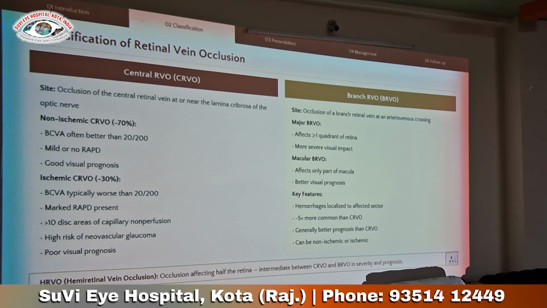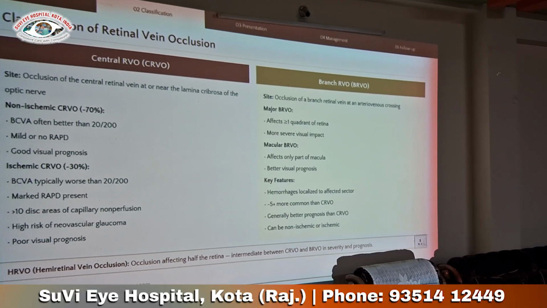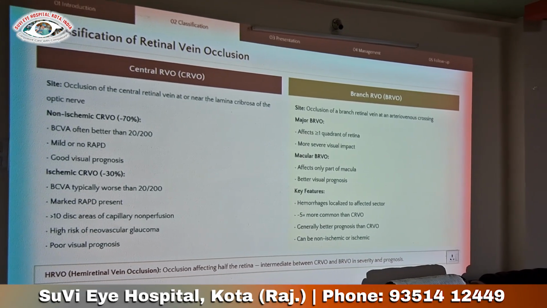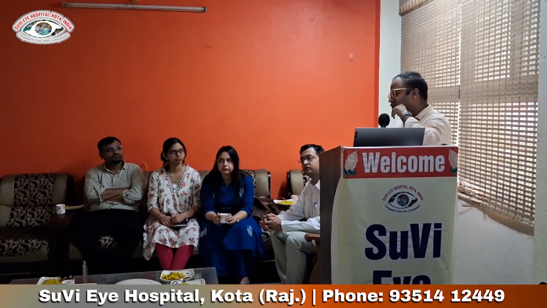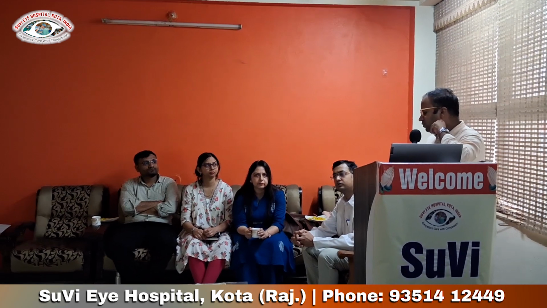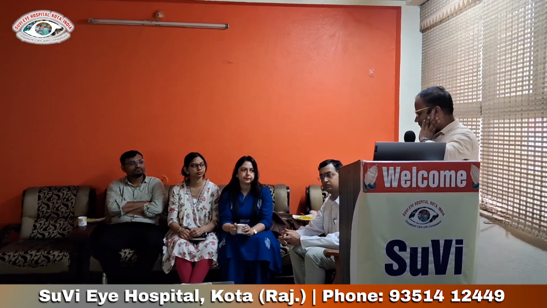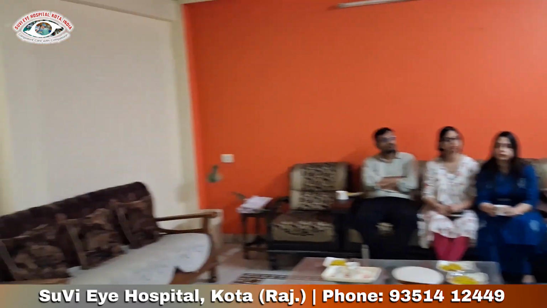On ERG, the non-ischemic type would show near-normal ERG, and in ischemic CRVO the amplitude of ERG would be reduced. Macular edema would be mild in non-ischemic CRVO, and in ischemic CRVO it would be severe. And one more thing, neovascular glaucoma is rare in non-ischemic CRVO, and in ischemic CRVO, neovascular glaucoma is common to occur.